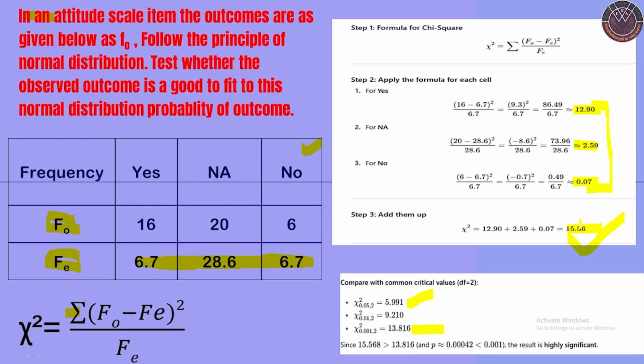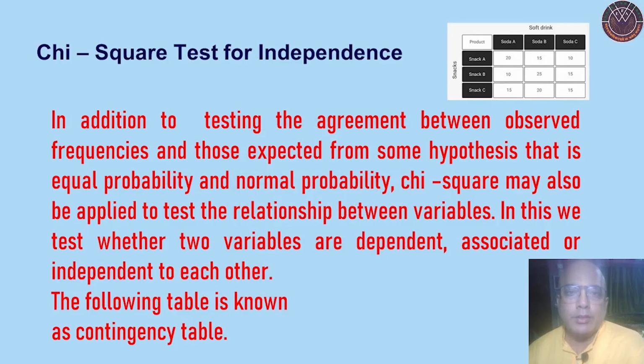But the obtained value, 15.56, is quite higher, and you have to reject the null hypothesis. So you can say that the outcome is significant, and you have to consider the result. It is not according to the normal distribution. Now we have already seen the case of goodness of fit.